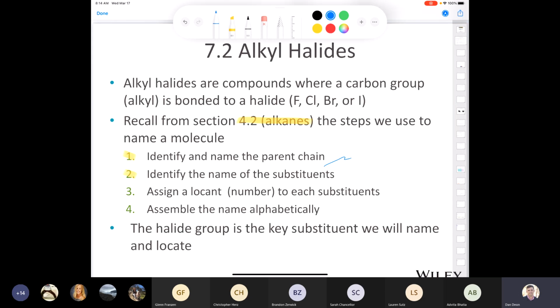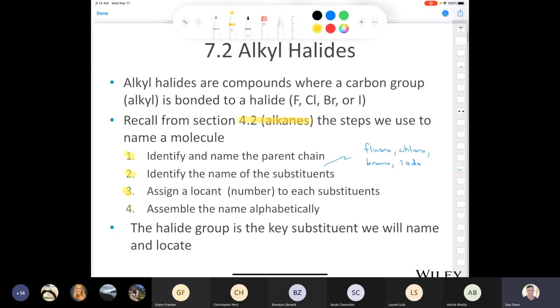So if you have a fluorine, we call that a fluoro. Notice that it's U-O, it's not flouro, it's fluoro. If we have a chlorine, that would be a chloro. If we have a bromine, that would be a bromo. And if we have an iodine, that would be an iodo. So those are going to come up a lot, obviously, because we're talking about alkyl halides.